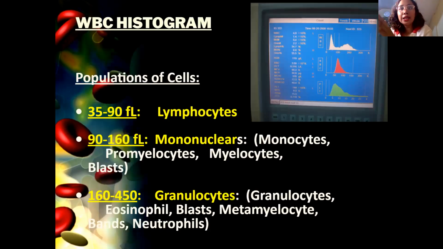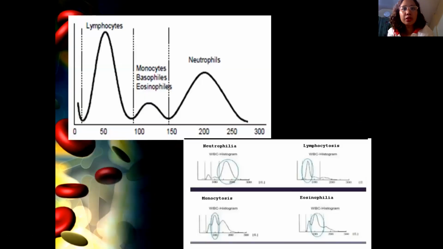If 80 to 100 femtoliters is our baseline for the red blood cell, then 90 to 160 are the monocytes and promyelocytes. These are big cells. Granulocytes, guys, are bigger, 160 to 450, and so they fall at the end of the histogram. So this is an example of a histogram. This is the lymphocytes. These are where your monocytes, basophils, and neutrophils are. In this image, there is neutrophilia.